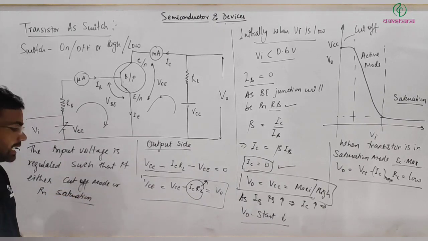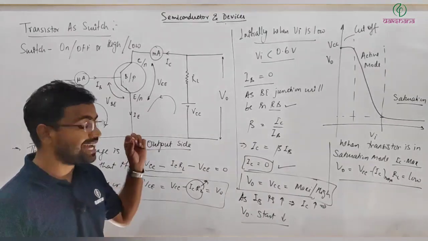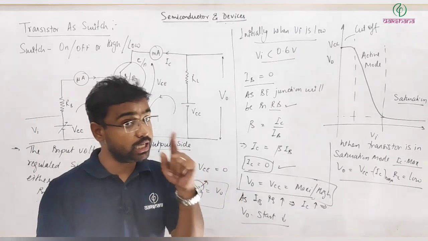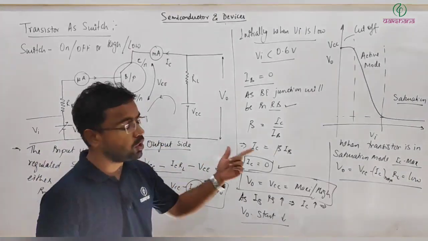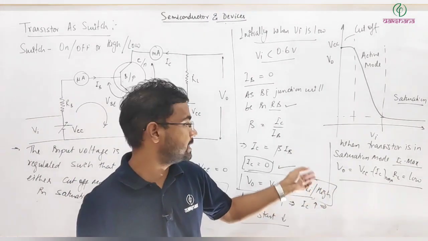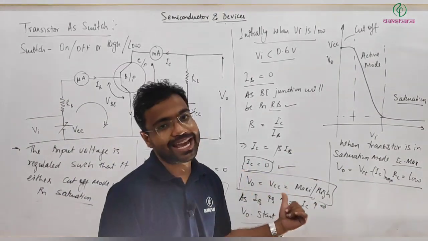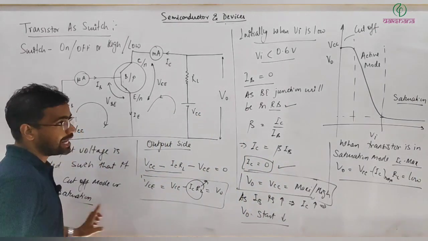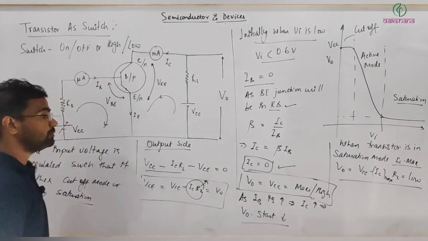In this condition, for low input we are getting high output, and this puts the transistor in the off state. For high input we are getting low output, and that puts the transistor in the on state. So this way we can use the transistor as a switch. Remember that it must not enter into this region, that is active mode.